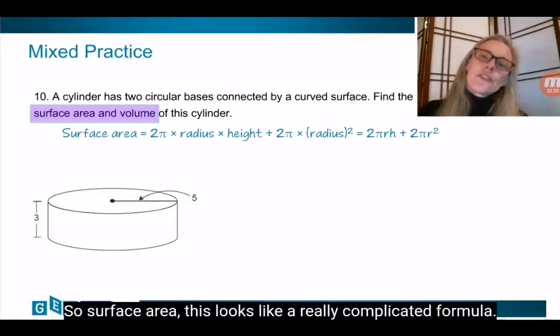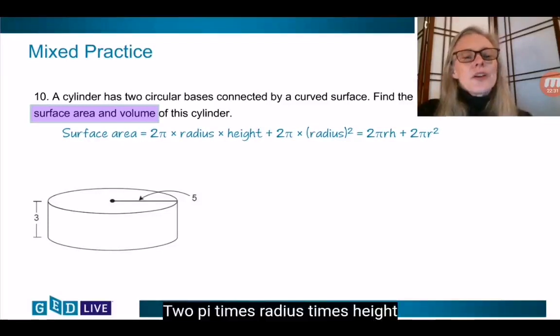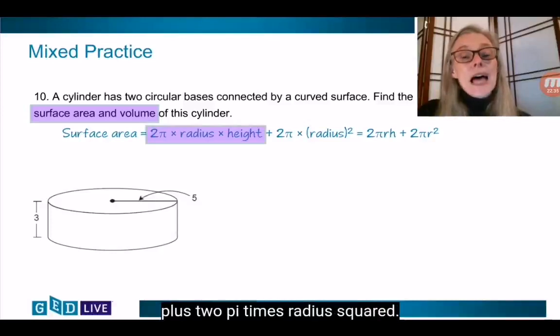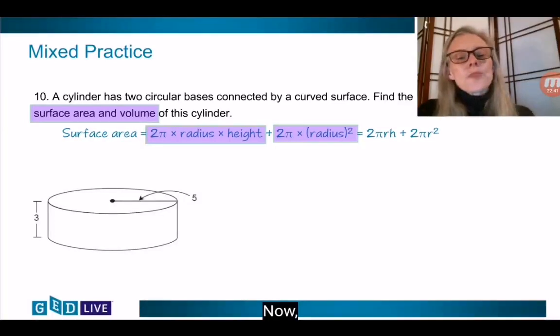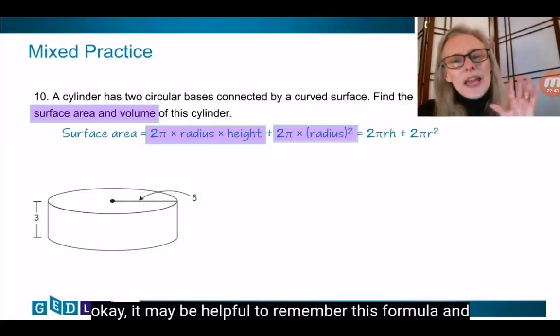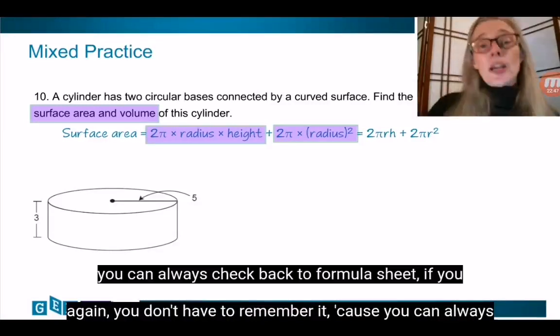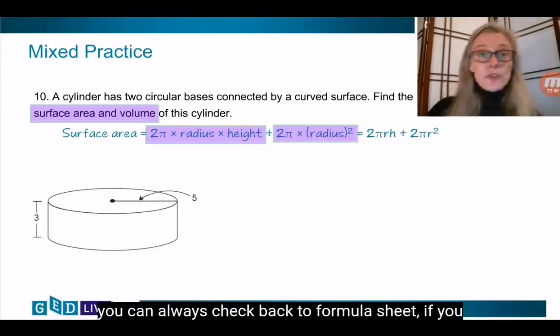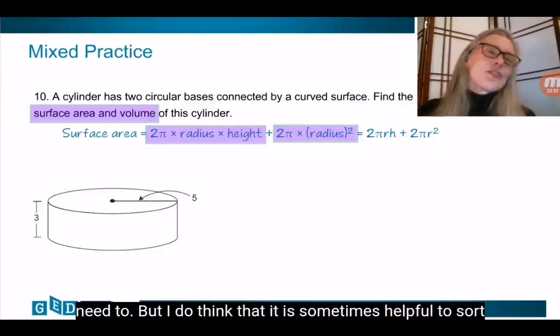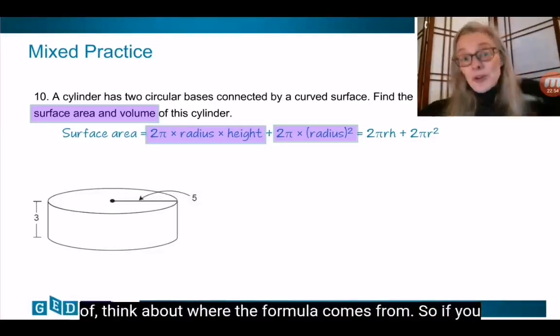So surface area, this looks like a really complicated formula. 2 pi times radius times height plus 2 pi times radius squared. Now, it may be helpful to remember this formula. And again, you don't have to remember because you can always check back to your formula sheet if you need to. But I do think that it's sometimes helpful to sort of think about where the formula comes from.